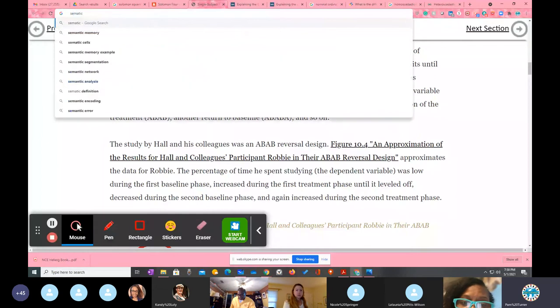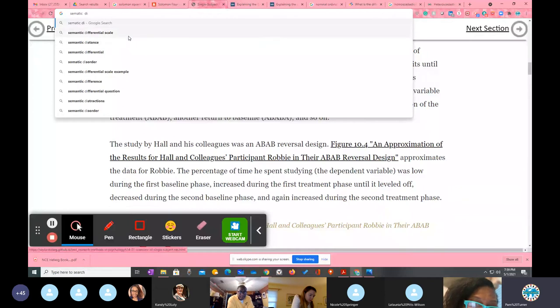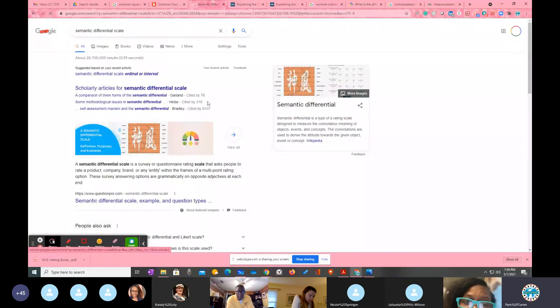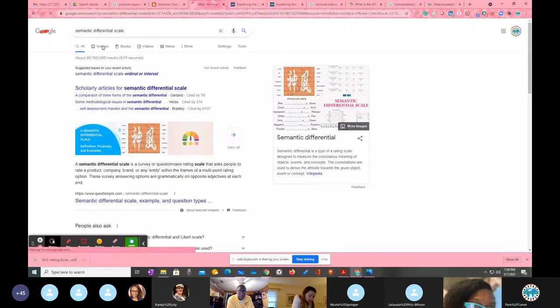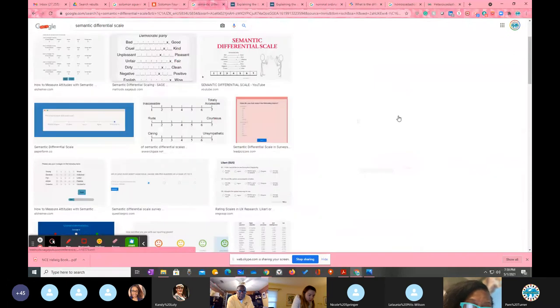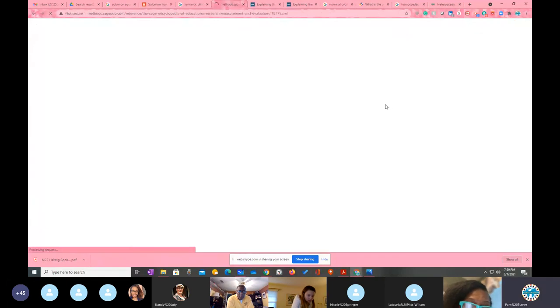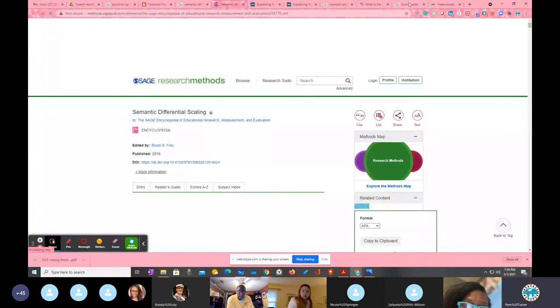Semantic differential is a little bit like the Likert scale, but it's a little different. It looks at two opposites on the other ends. So let's say I really love it or I really hate it, and I check a box in between. Okay, that is my, let me go back.